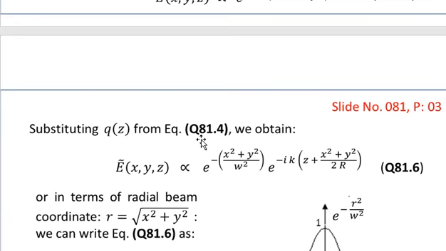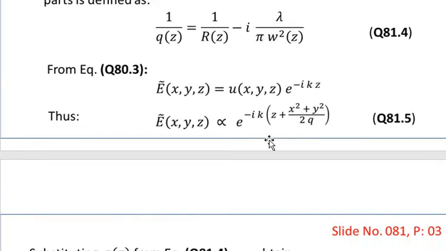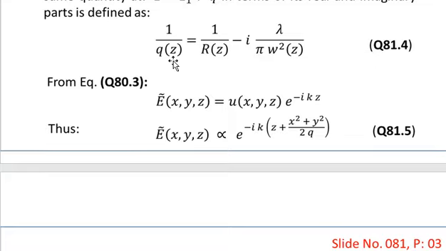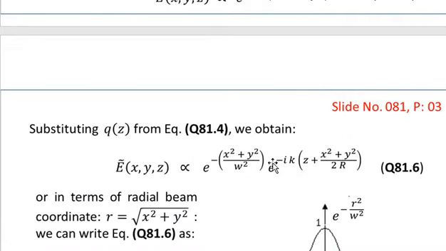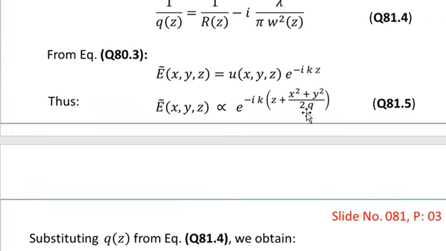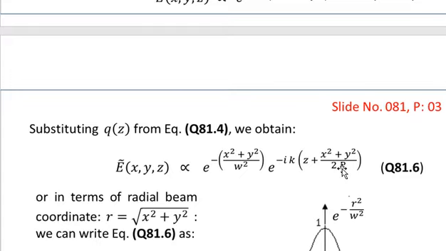Substituting q of z from equation number 81.4, that is from equation number 4, we can take the value of q of z and substitute over here in equation number 5. Then we obtain this relationship, that E prime as a function of x, y, z is proportional to e to the power minus x square plus y square over w square multiplied by e to the power minus iota k, and then within the parentheses we have z plus x square plus y square over 2R. So you see that here we had 2q, now we have instead 2R over here.